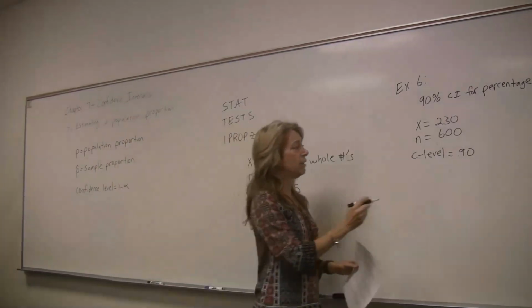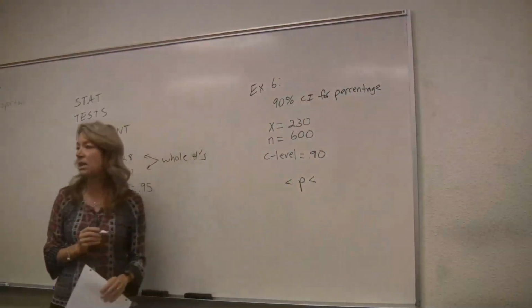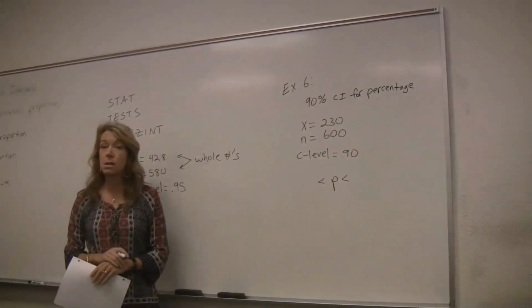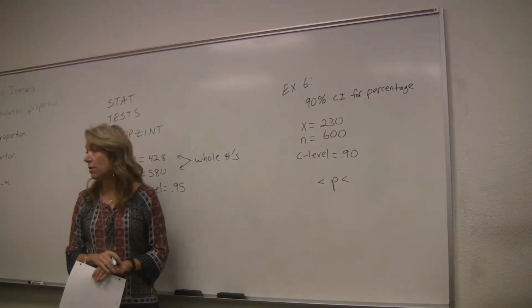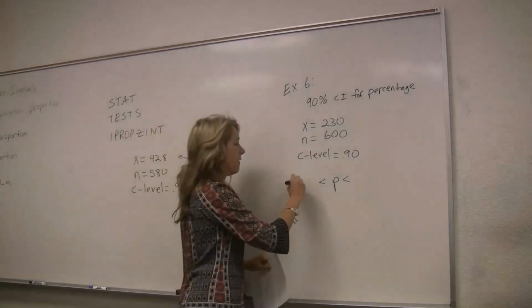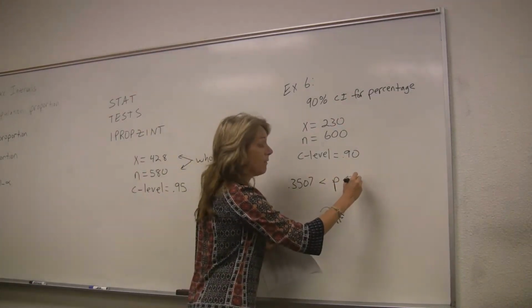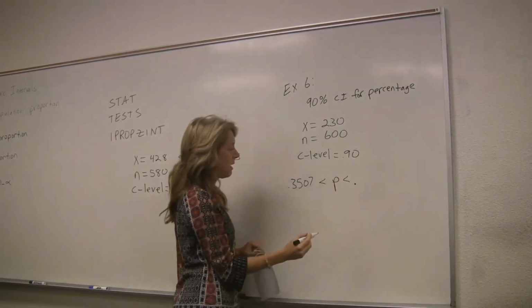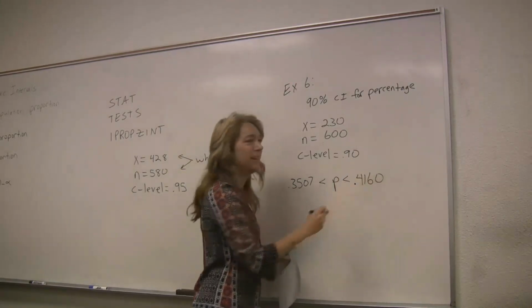Your calculator gives you some numbers that we are going to write like this. P is between, I didn't put it in my calculator, I'm trusting you. 0.3507 and 0.4160. Oh, right, sorry, 0.4160. Okay.